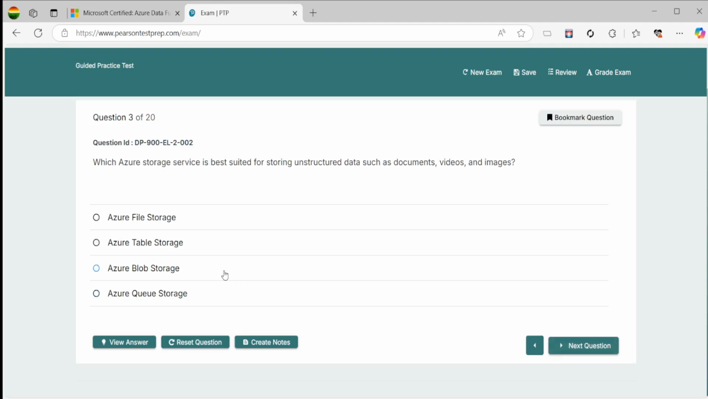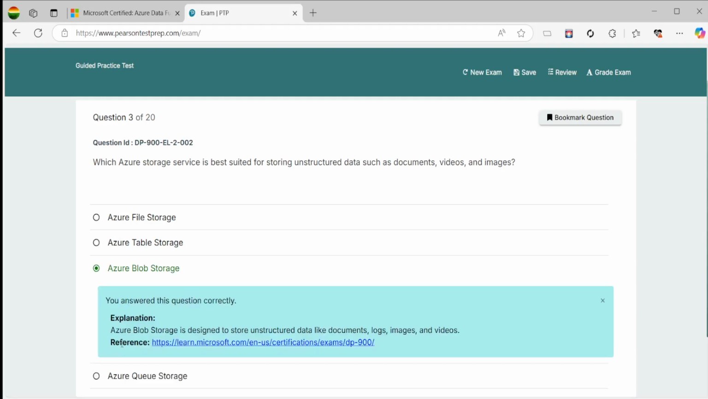Question 3. Which Azure storage service is best suited for storing unstructured data such as documents, videos, and images? Azure File Storage, Azure Table Storage, Azure Blob Storage, or Azure Queue Storage? So for storing unstructured data, such as videos and images, we always use blob storage.